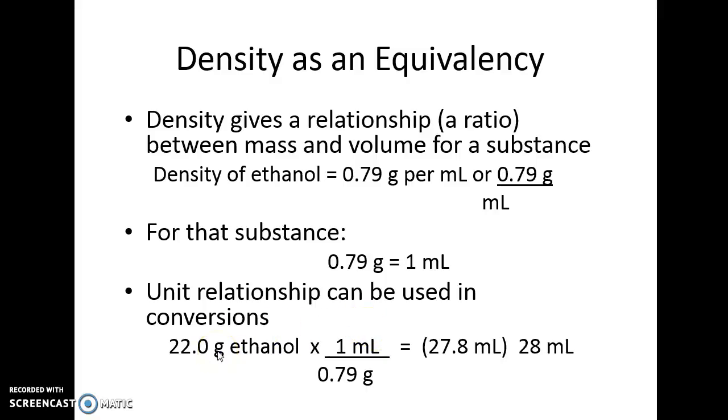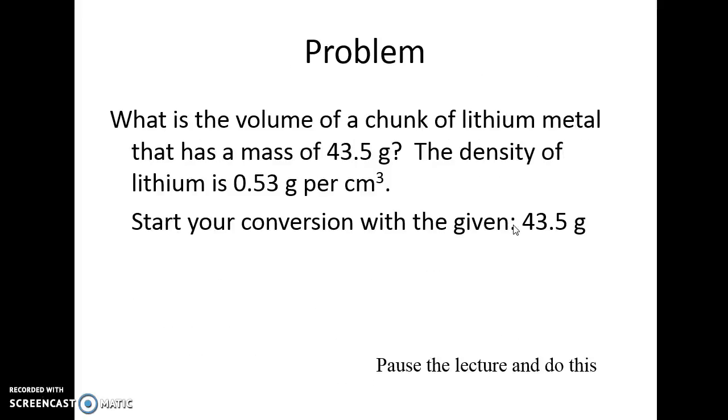So if I have 22 grams of ethanol, I can take the density, orient it so that grams cancel, and that gives me the volume. It's a very simple way to do it. If I have milliliters given, all I have to do is multiply it by the density so that milliliter is in the denominator, and we get the number of grams. If we're looking at problems, what we always do is not start with density, but start with the other measurement given. Keep that in mind.